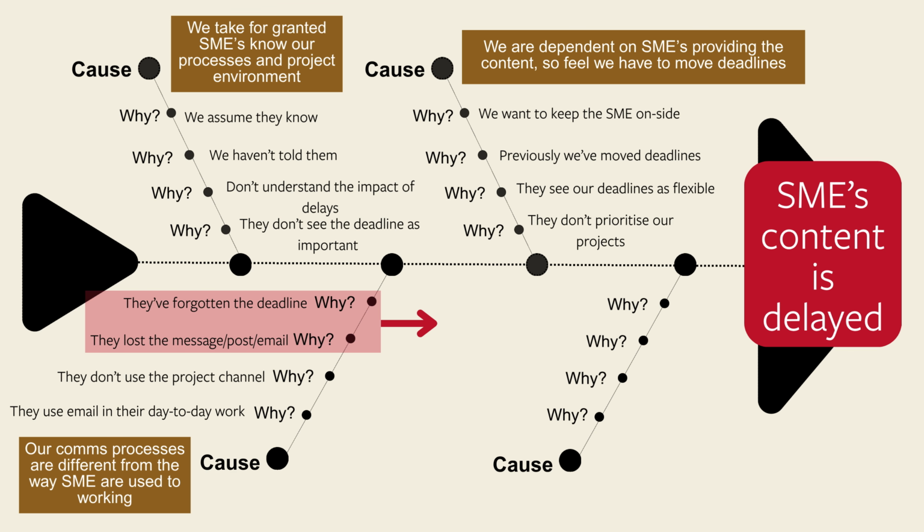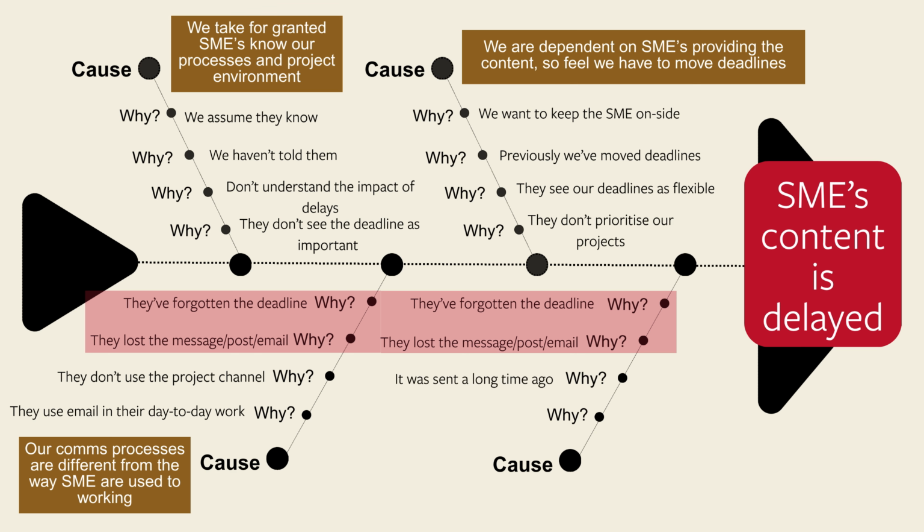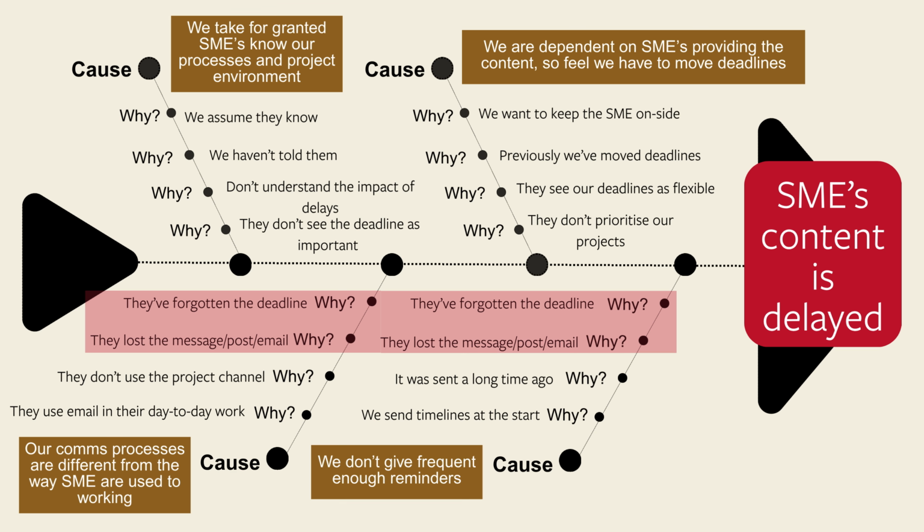It might be the case that you can think of multiple reasons for one of these sub-reasons. So for example, maybe the reason that they've lost the message is because it was sent a long time ago. So on the diagram, you can use another branch to explore this cause. Again, you add that they've forgotten the deadline. Why? They've lost the message, but this time you can explore another reason. Why? Maybe it was sent a long time ago. Why? Maybe this is because we share the timelines of a project at the start. So the root causes here might be that we don't send enough timeline reminders.